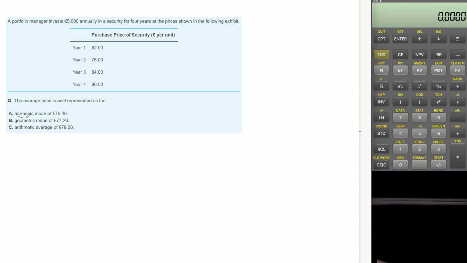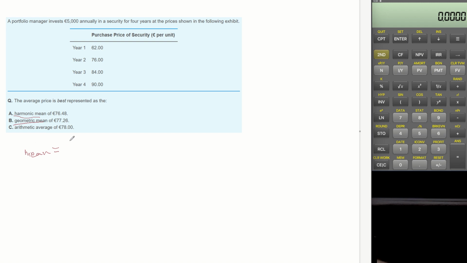Harmonic mean and geometric mean have their own specific application and are used in different contexts. Harmonic mean is useful for calculating average purchasing price or average ratio.